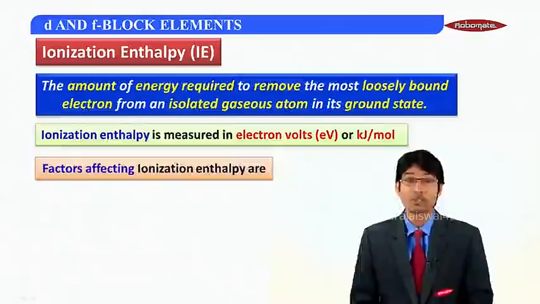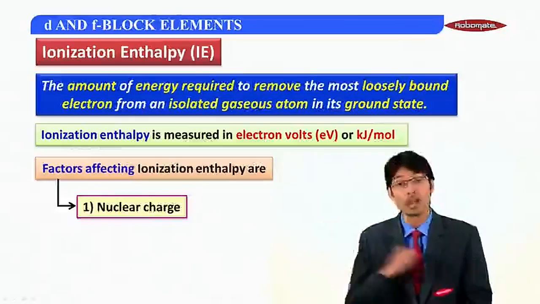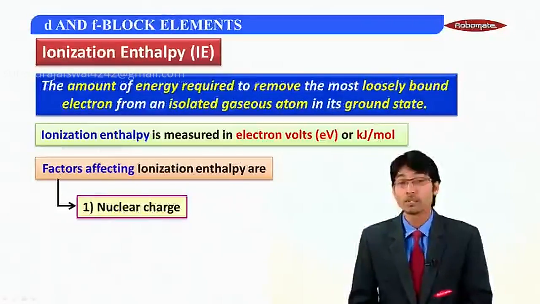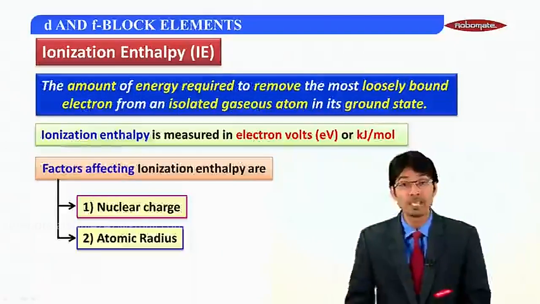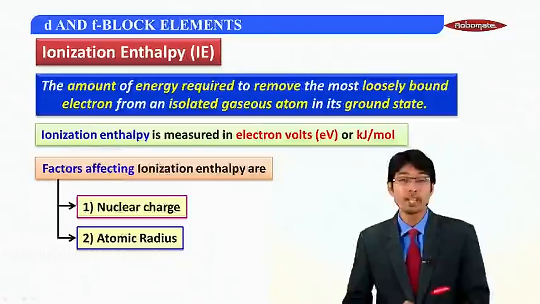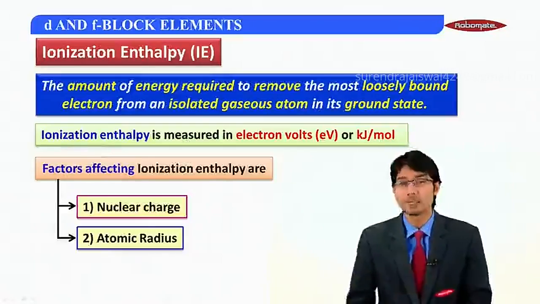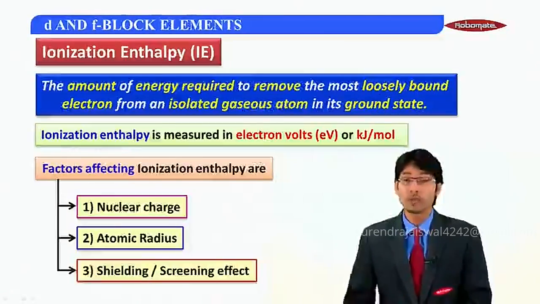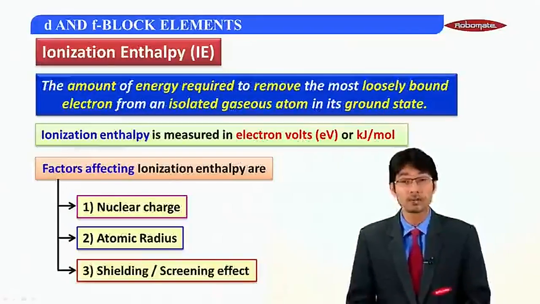Now let us see the different factors which are affecting it. The very first factor is nuclear charge. As the nuclear charge increases, ionization enthalpy increases. The second factor is atomic radius, which is inversely proportional to ionization enthalpy. I mean to say, as the atomic radius increases, the ionization enthalpy will decrease. The last factor is the shielding effect or screening effect, which plays a very important role in deciding the ionization enthalpy.